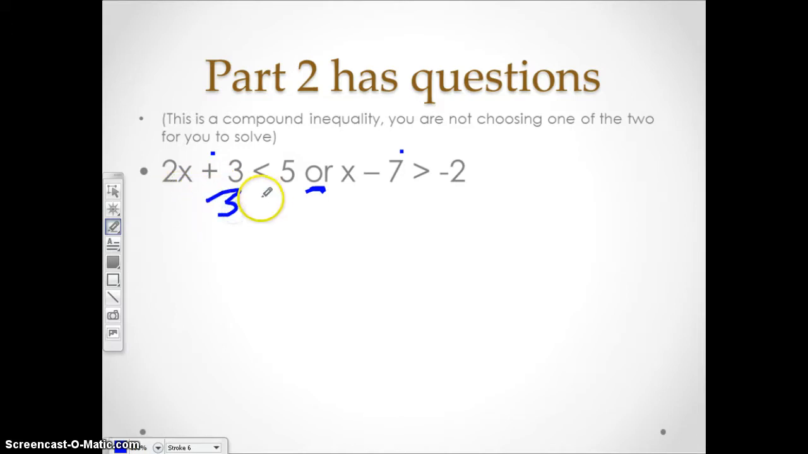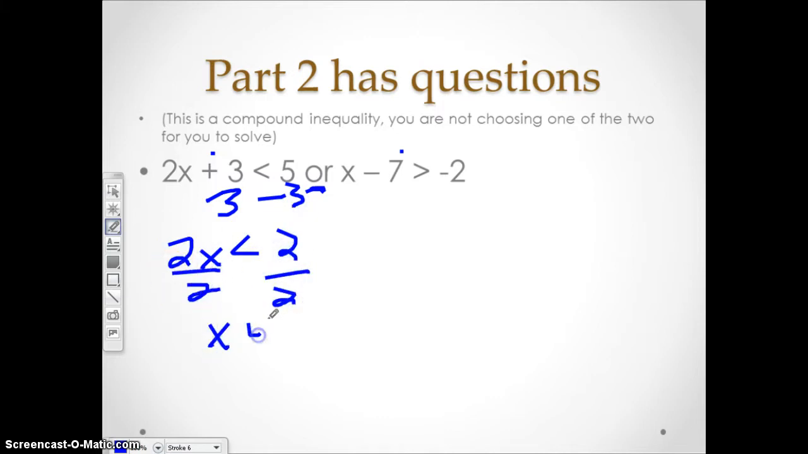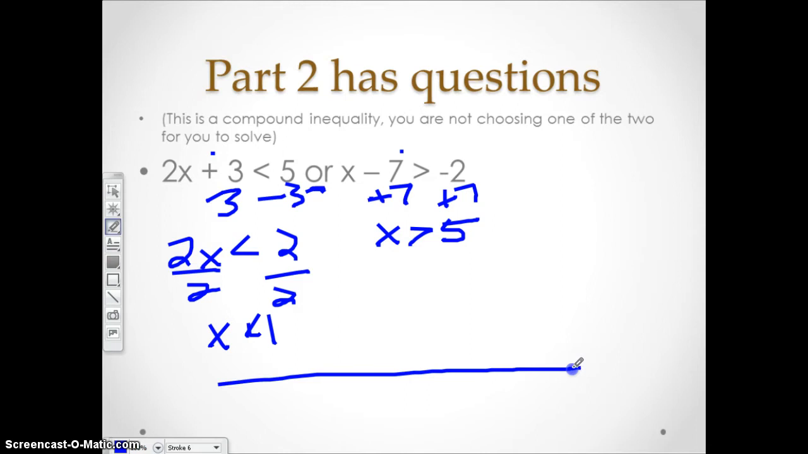Subtract 3 from both sides, and we get 2x is less than 2. Divide by 2, and we get x is less than 1. Solving the other portion of the combined inequality, we'll add 7 to both sides. Add 7, and we get that x is greater than 5. We now need to graph it.